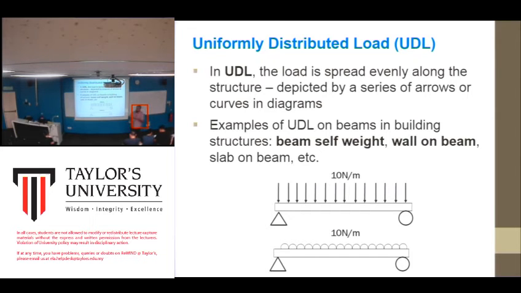UDL means that, usually in kilonewton per meter, every 1 meter consists of the value. Let's say here is 10 kilonewton. Sorry, this one is in Newton. Let's say, for example here, 10 Newton per meter. Every 1 meter, the weight or the value is 10 Newton.